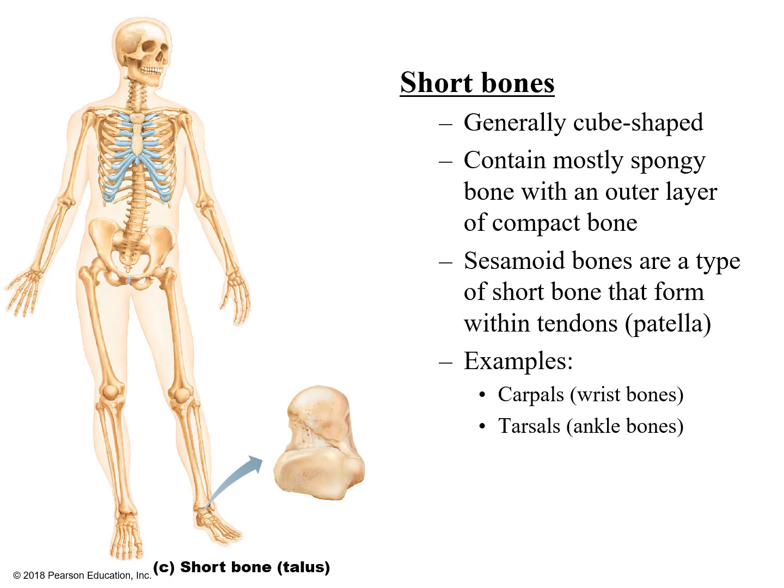Short bones are generally cube-shaped and contain mostly spongy bone with an outer layer of compact bone. The bones in the wrist and ankle are short bones. Sesamoid bones, such as the kneecap, form within tendons and are a special type of short bone.